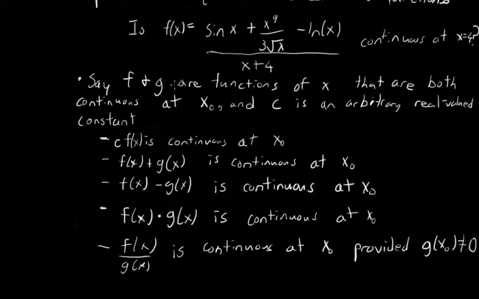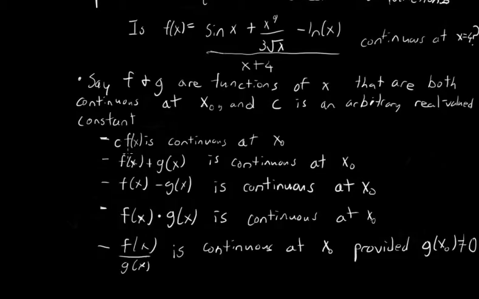So let's suppose that f and g are both functions of x that are both continuous at the value x equals x naught, and c is some arbitrary real valued constant. Then we can be sure of the following 5 items. First is that c times f of x is continuous at x naught. So this is just a constant multiple of the function f of x. In other words, if we know that f of x is continuous somewhere, then we know a constant times f of x is continuous at that same spot.